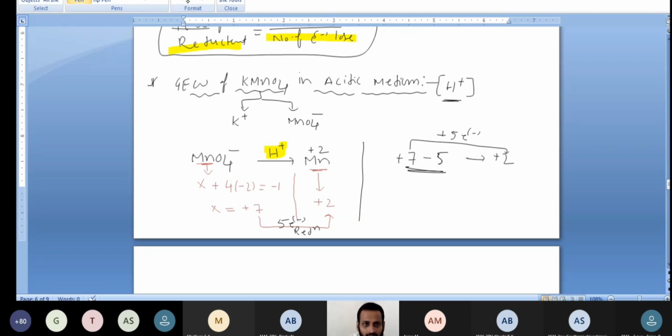How many electrons? This means you must know clearly. Okay, how many electrons are transferring during conversion of MnO4 minus to Mn plus 2 in acidic medium? Got it, sir, clearly? So now in acidic medium, they will ask you what is the gram equivalent weight of KMnO4.